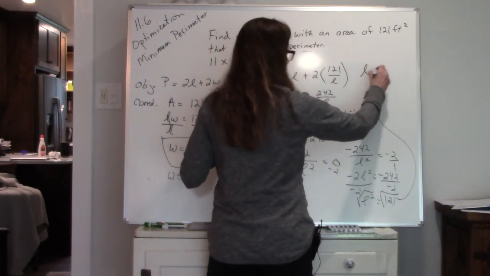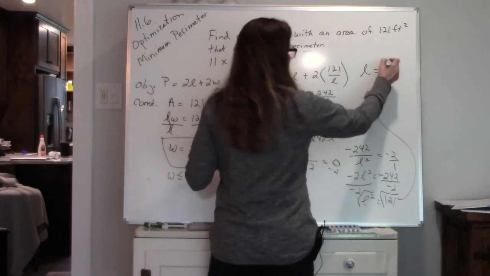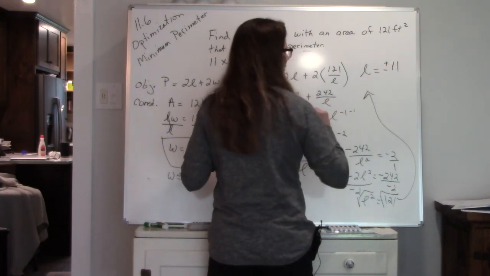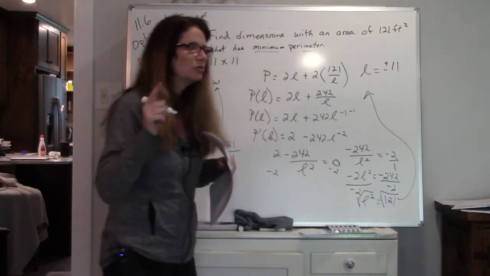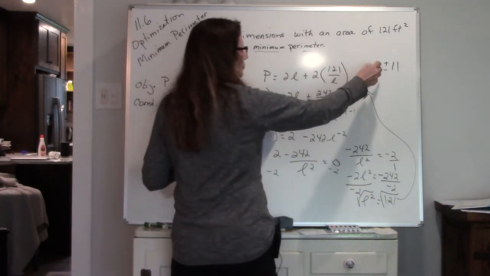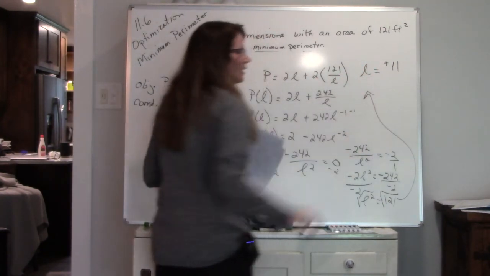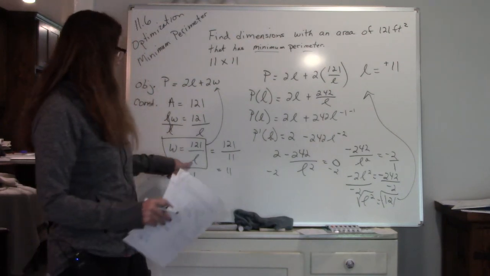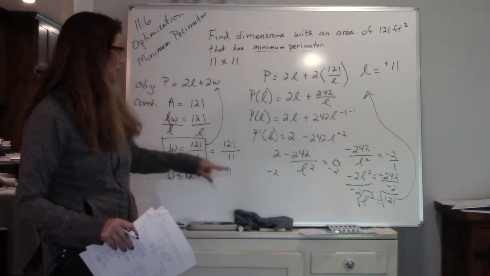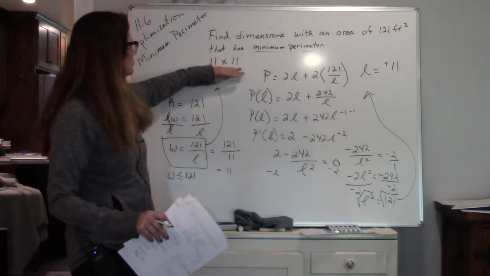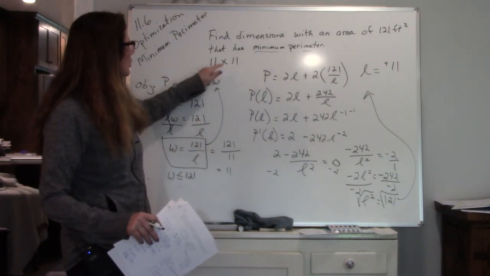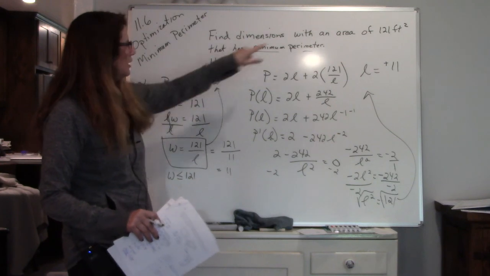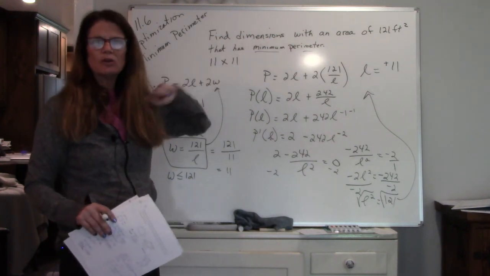So I get L equals the square root of 121, which is plus or minus 11, because anytime you square root, you're going to do a plus or minus. But because we're talking distances, the negative is extraneous. So again, your length is 11. Plug it into here. 121 divided by 11 gives you 11. So your dimensions are 11 by 11. When I multiply these two, I get 121. So I know I've done it correctly.